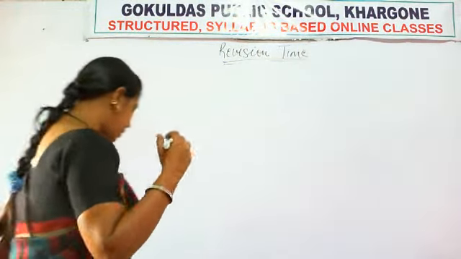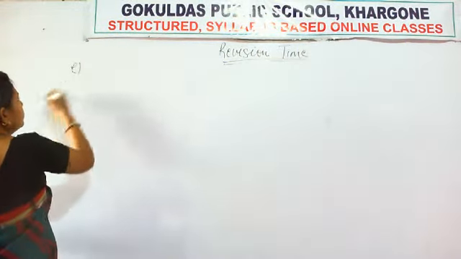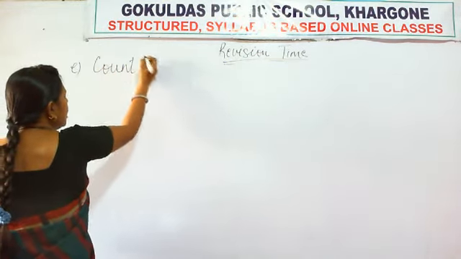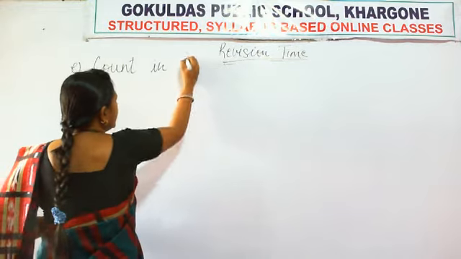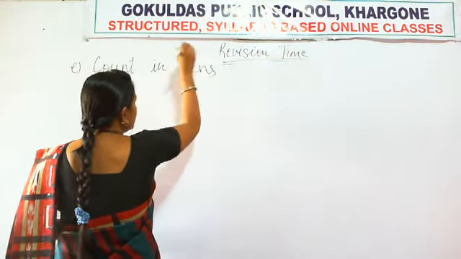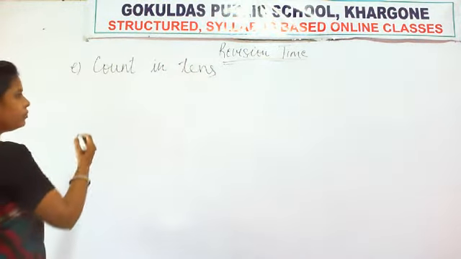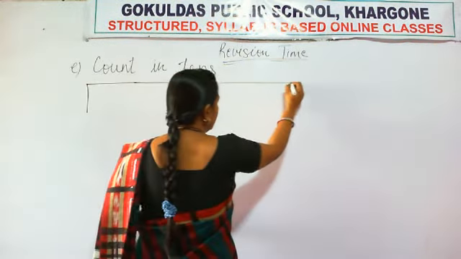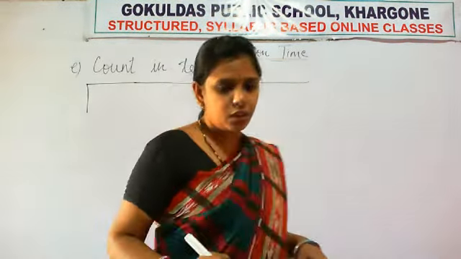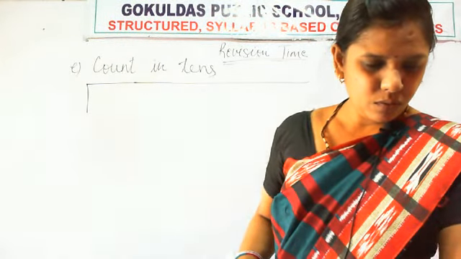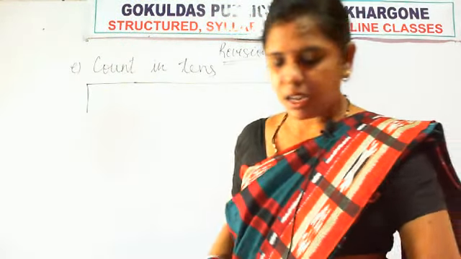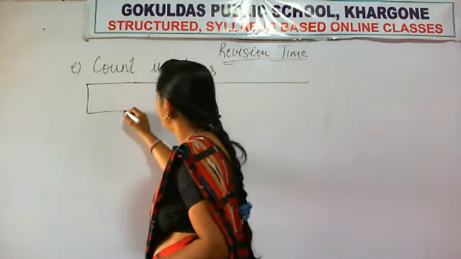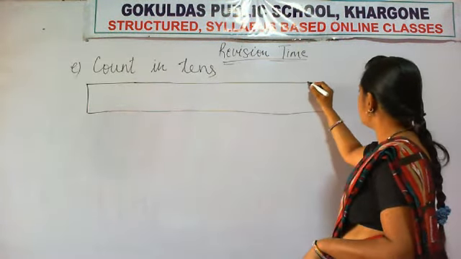Question D we have written. Now E. Count in tens. Boxes are given: 1, 2, 3, 4, 5, 6, 7, 8, 9. First of all, write the question.